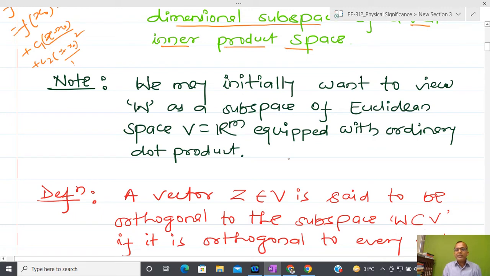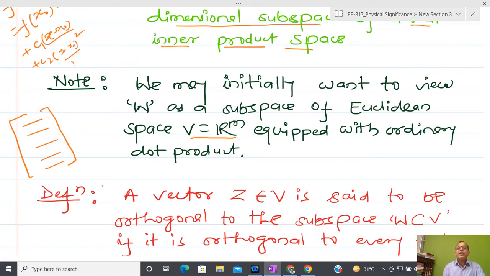Now what we want to do, initially, is view W as a subspace of Euclidean space V, where V is R^m. Whenever we talk about Euclidean space, we are assuming column vectors, where each entry is a real number, represented by R, and m dimensional means I have m-tuples of real numbers. Distance I can define just like the 2-norm, or by the ordinary dot product. But you can generalize here also. You can take any inner product space and do the same kind of treatment.